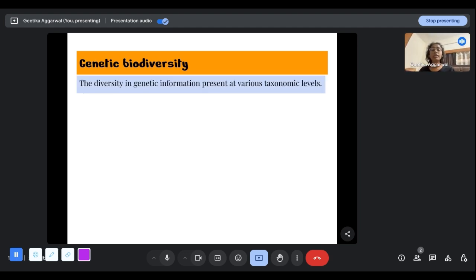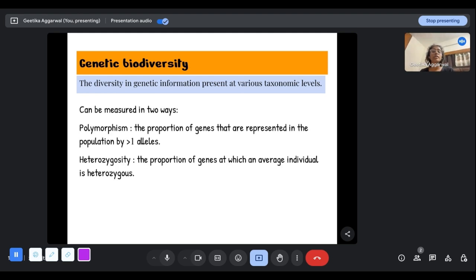Coming to the basic one, the genetic level of biodiversity, the biodiversity that is present in the genetic information at various taxonomic levels. It can be measured in two ways. Number one is polymorphism. Polymorphism is the proportion of genes in a population which have more than one allele. For example, if you're talking about height, there might be alleles like tall, medium, and short. If there is eye color, there might be alleles that say the eye color can be brown, blue, green, black, anything like that. I'm taking an example in humans.